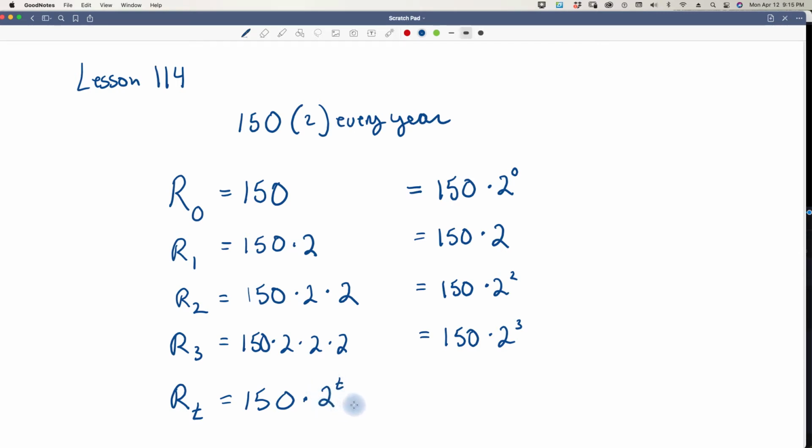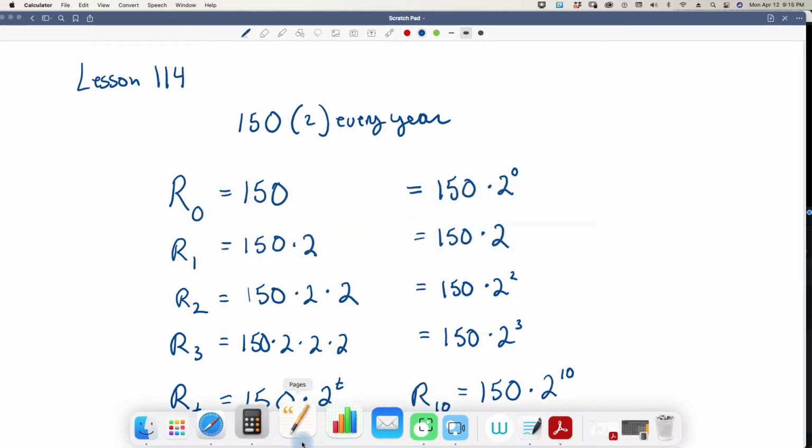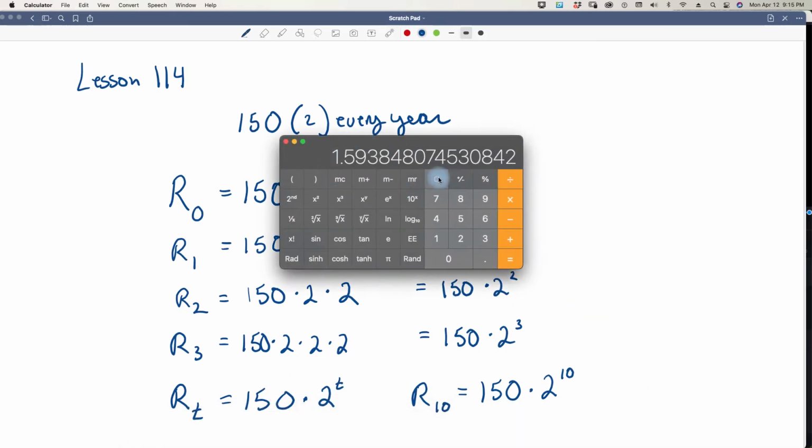So we could actually use our scientific calculator. Let's say that it's year 10. Our formula for the 10th year would be R10 equals 150 times 2 to the 10. So we would pull up our calculator and clear it out. First we would figure out our exponent of 2 to the 10, and then we multiply that times 150.